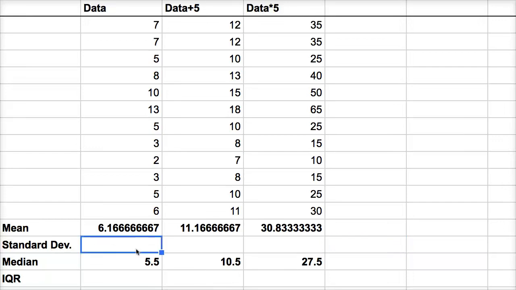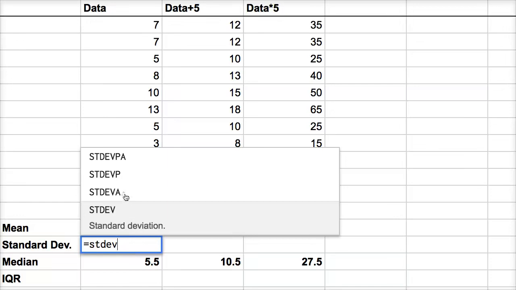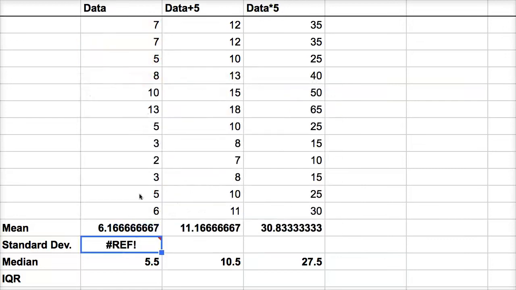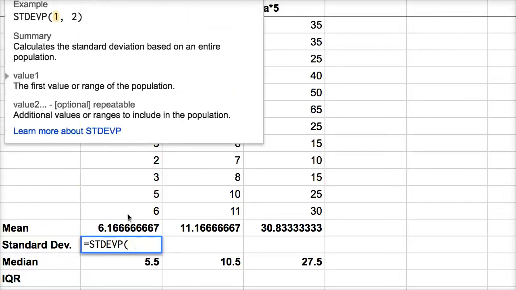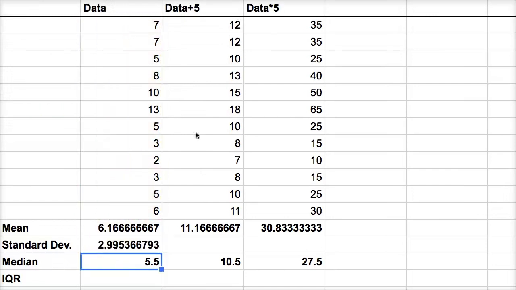So standard deviation. So STDEV, I'm going to take the population standard deviation. I'm assuming that this is my entire population. So standard deviation of all of this is going to be 2.99. Let's see what happens when I shift everything by 5. Actually, pause the video. What do you think is going to happen?